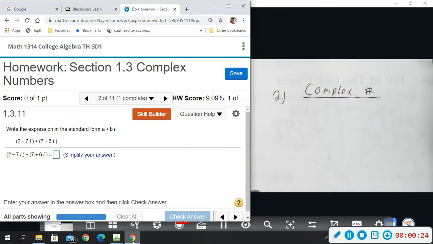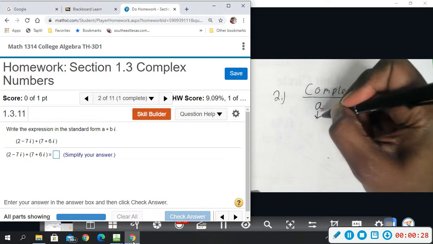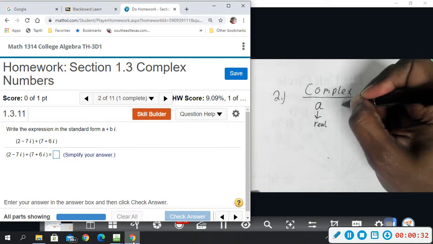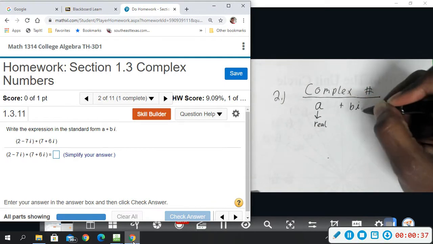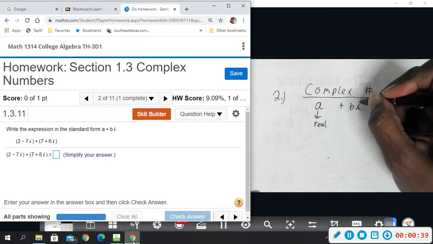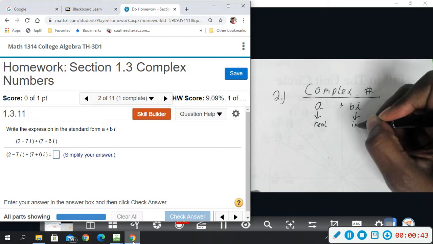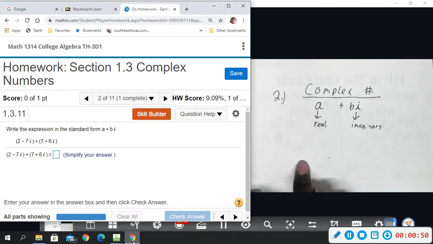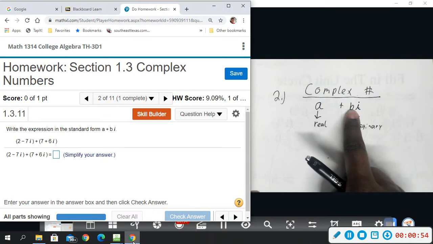So complex number. A is like a real number. This is real. And then the plus bi. This is the imaginary part. The i stands for imaginary. So standard form has the real number up front and then the imaginary part in the back.